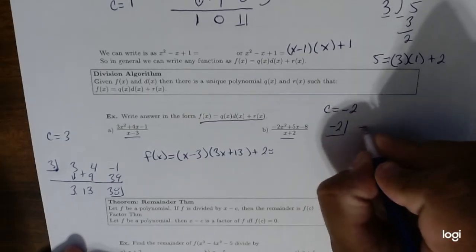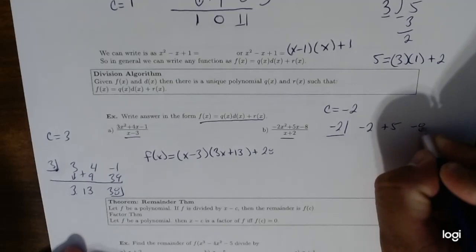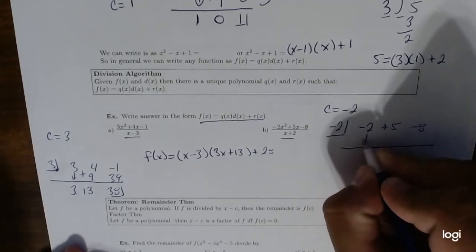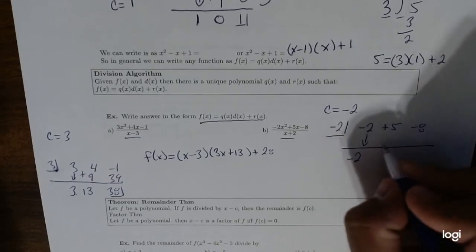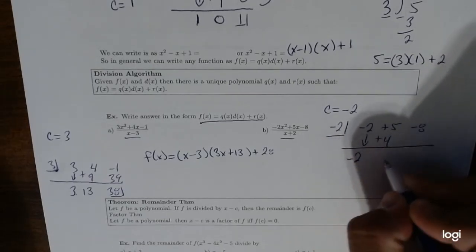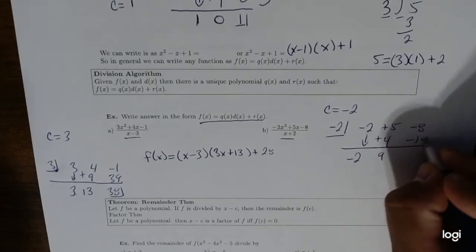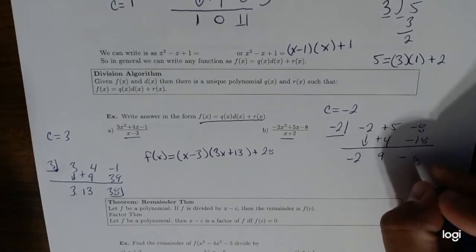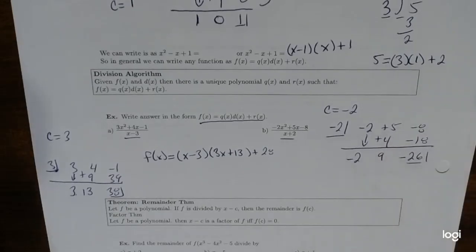So this is going to be -2, plus 5, and then -8 as our coefficients. And always rinse and repeat, right? Bring the first one down no matter what. Multiply, which gives you a positive 4. Always add down, which gives you 9. And then we rinse and repeat. So negative 18, which gives you negative, what, 26, I believe.